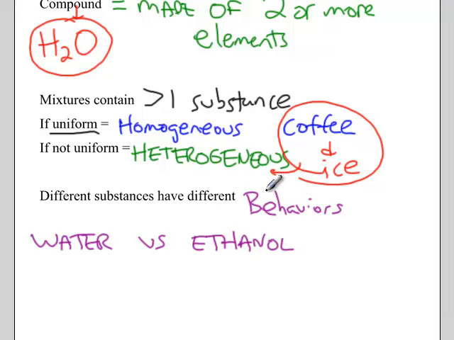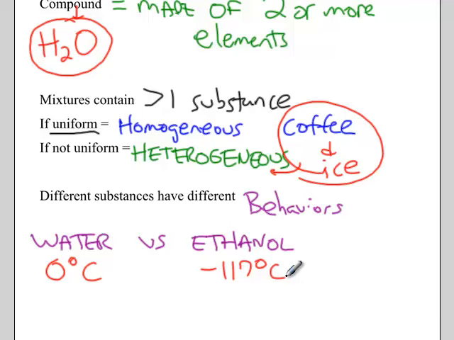One of the behaviors or one of the properties we can look at in chemistry is what temperature will make the substance freeze. So water freezes at 0 degrees Celsius. Ethanol freezes at negative 117 degrees Celsius.